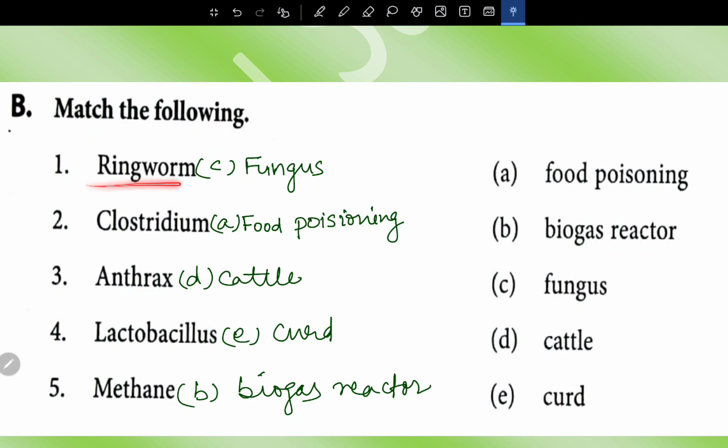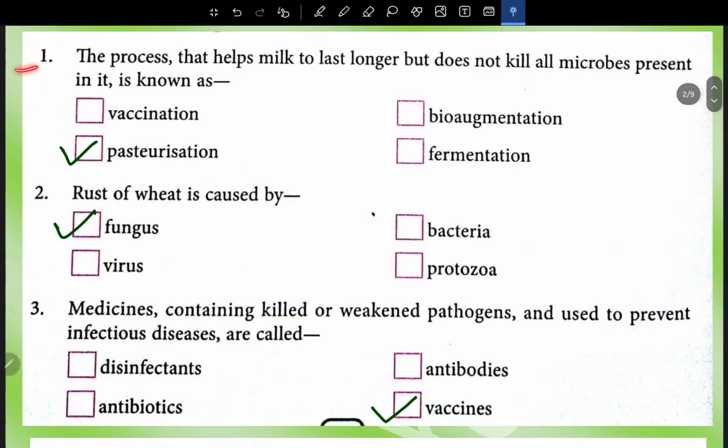Next is, match the following: ringworm, fungus; Clostridium, food poisoning; anthrax, cattle; lactobacillus, curd; methane, biogas reactor. Now, tick the correct option.